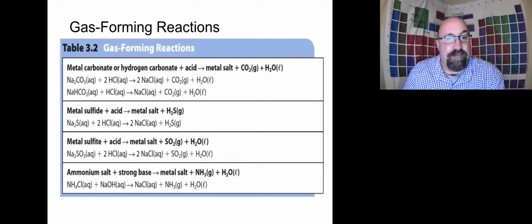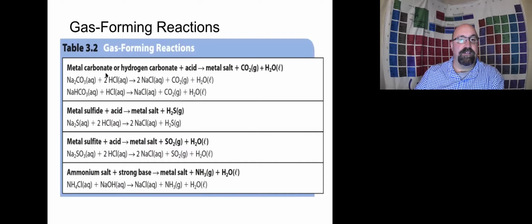We also talked about several gas-forming reactions. So for instance, a metal carbonate plus an acid yields the metal salt and carbon dioxide and water. And so for example, here's sodium carbonate, there's our metal carbonate, reacting with hydrochloric acid, forming our metal salt, our sodium chloride, and then our carbon dioxide gas and liquid water. And another example was sodium bicarbonate.